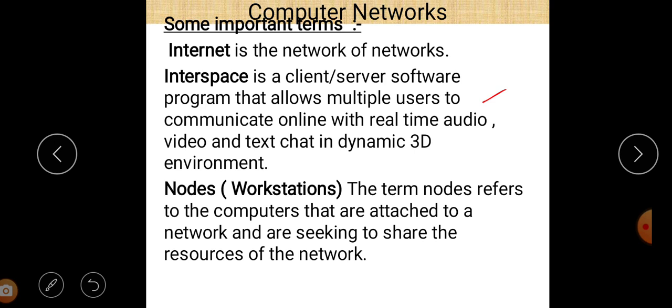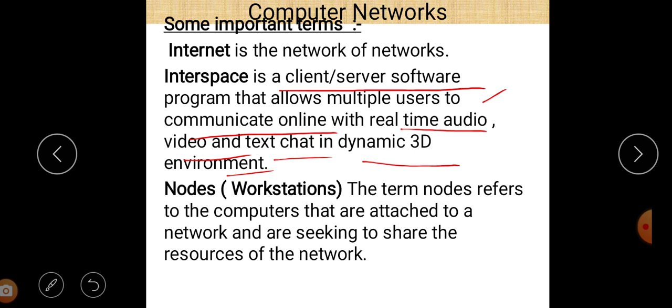Note down here the important point: client-server software. So it is a client-server software, and the basic purpose of interspace is to communicate online in terms of audio, video, and text in a 3D environment. That is called the interspace.